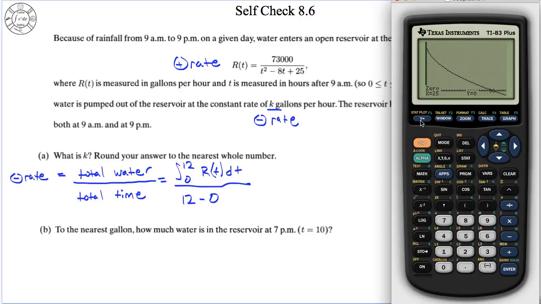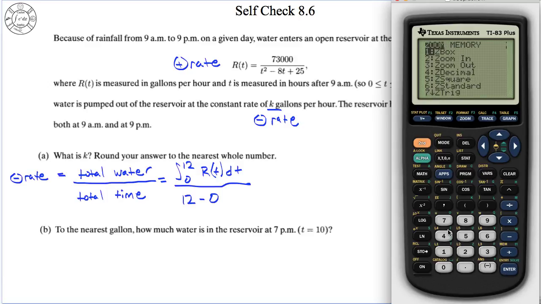So I need my calculator. Is it doing its thing again? Come on, turn on. There it goes. Okay, so y equals, let's get rid of this. It's going to be 73000, there's 3 zeros, divided by, in parentheses, x squared minus 8x plus 25, close parentheses. All right, so we have our function, and it's going to be between 0 and 12, and zoom 0.